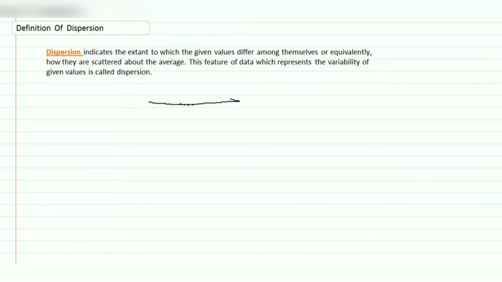For example, suppose we have the marks obtained by 5 students in an examination, and the marks are 60, 65, 70, 80 and 85, and we have an average of 72. So the student who got the mark 60 also has an average of 72, and the student who got the mark 85 also has an average of 72. To overcome this problem of central tendency, we have another measure which is called dispersion.